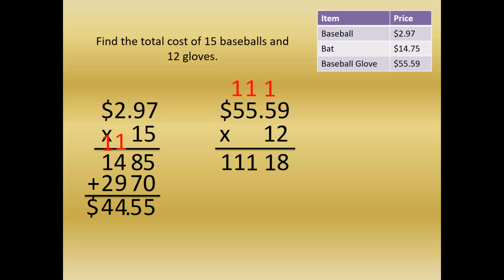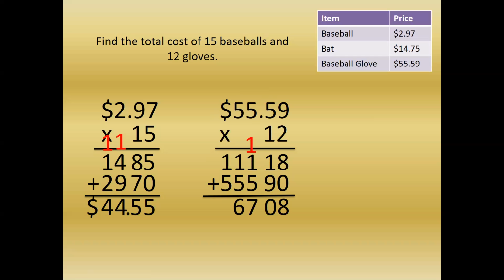Now we're going to move on by multiplying by 10, so we put a 0 down below for holding the place value. 1 times 9 is 9, 1 times 5 is 5, 1 times 5 is 5, and 1 times 5 is 5. Now we are going to add these numbers together. 8 plus 0 is 8. 1 plus 9 is 10, so 0 goes below, 1 goes above the other one. 1 plus 1 is 2, plus 5 is 7. 1 plus 5 is 6. 1 plus 5 is 6.